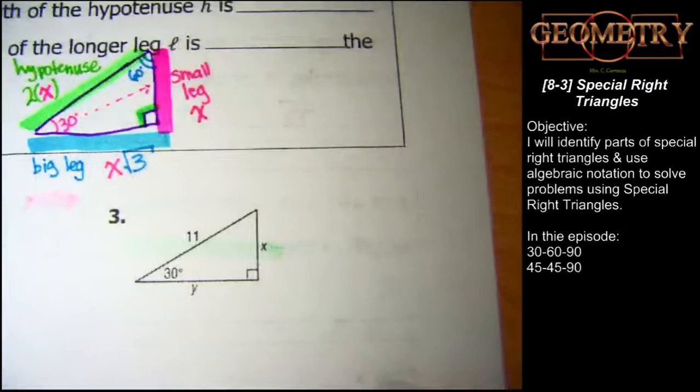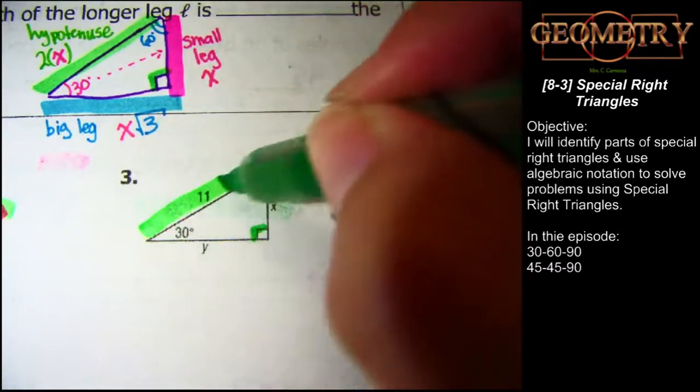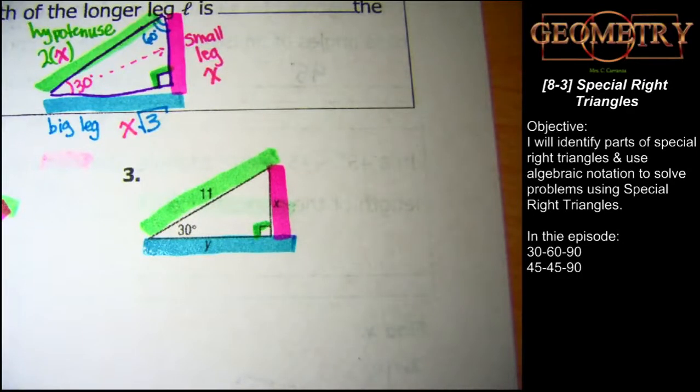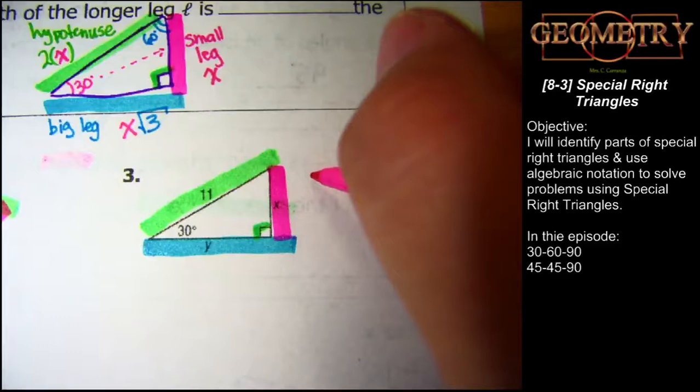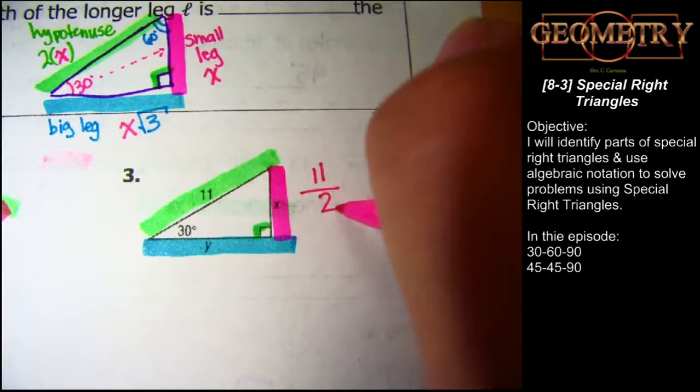Look at number 3. Here's my right angle, so here's my hypotenuse. Where's my small leg? X. And my big leg? Y. Beautiful. Now, I've been given the hypotenuse. To go from small leg to hypotenuse, what was I doing? Multiply by 2. So to go from hypotenuse to small leg, I should divide by 2. And so my small leg's measure is 11 over 2.